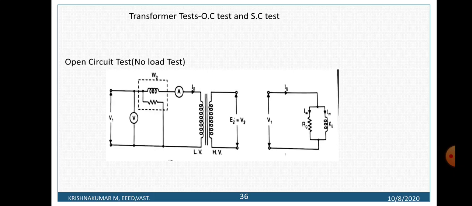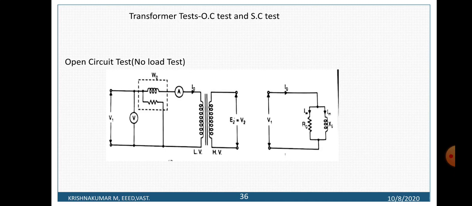Okay, so the rated voltage of the transformer, according to the transformer's rating, is what we give to the primary. Here the low voltage is taken as primary and the high voltage is taken as secondary. Suppose this transformer is 115/230, 115 volt low voltage, 230 volt high voltage. So 230 volt is developed across the secondary, and 115 volt we are applying to the primary. If this is a 115/230 transformer, it is a step up transformer. So primary voltage V1 is equal to 115.